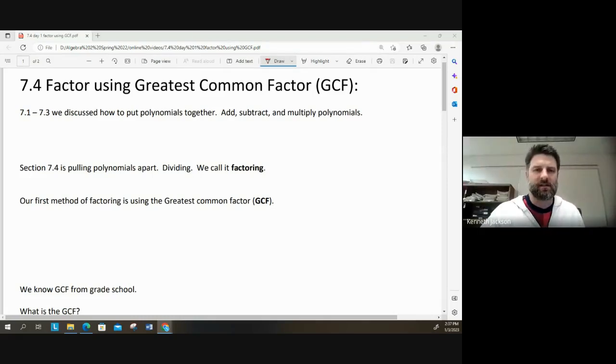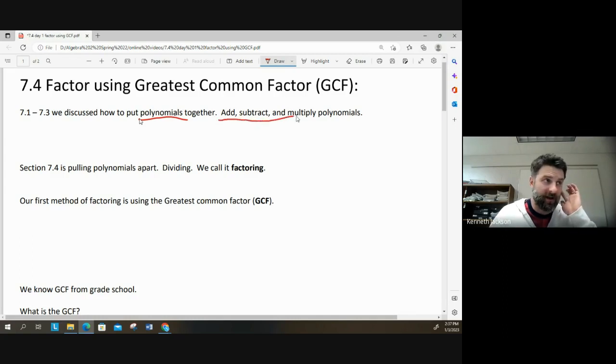These are notes for section 7.4, factoring using a greatest common factor. In the first three sections of chapter 7, we have been talking about how to put polynomials together, whether we added them, subtracted them, or multiplied them. Well, in 7.4, the other math operation, we're going to be talking about dividing polynomials.